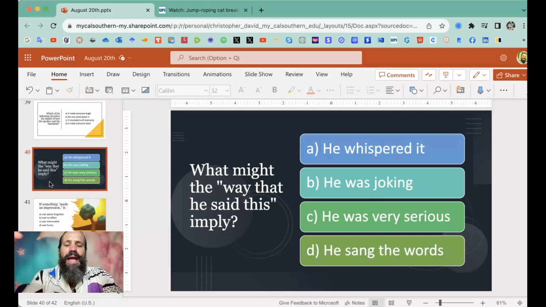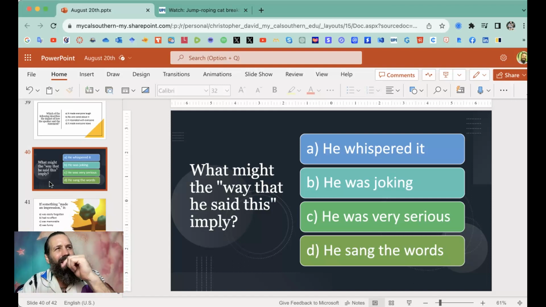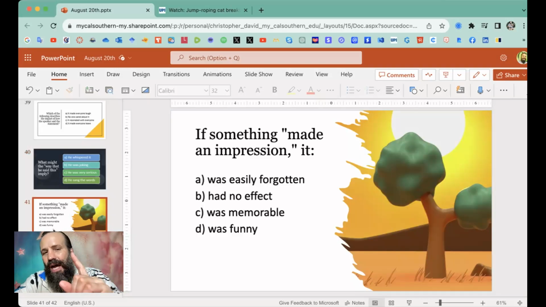And then I said, what might the way that he said this imply? He whispered it, he was joking, he was very serious, or he sang the words. Again, he remembered that specific story. I think he wasn't serious, but we were able to determine he obviously didn't whisper it. He wasn't joking. Technically he could have sung it in the situation, but he was very serious. It was important, but I think he actually said something different based on the story that I didn't know, but that's okay. And then we go on to this.